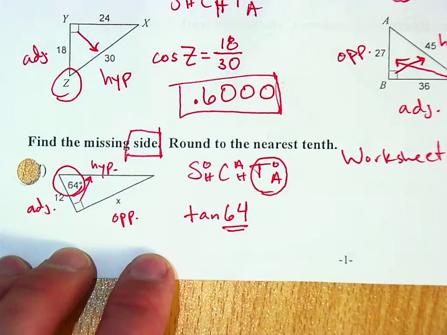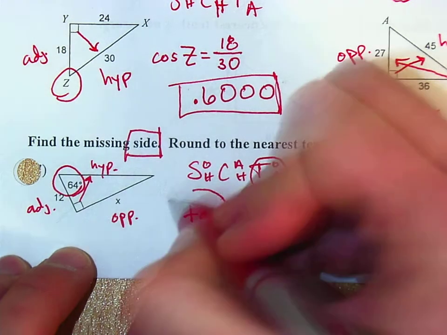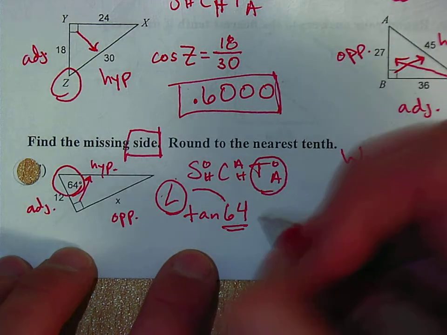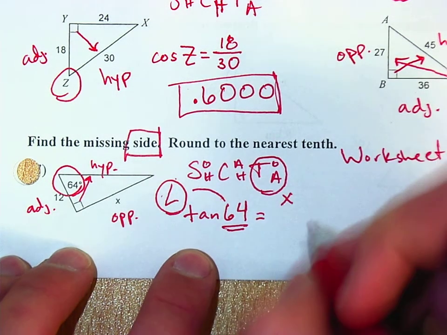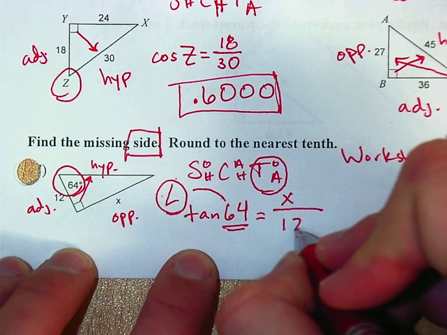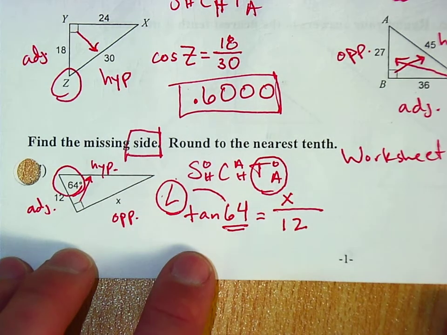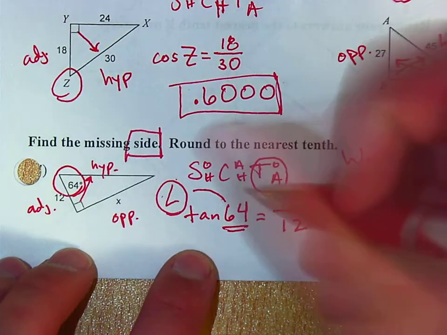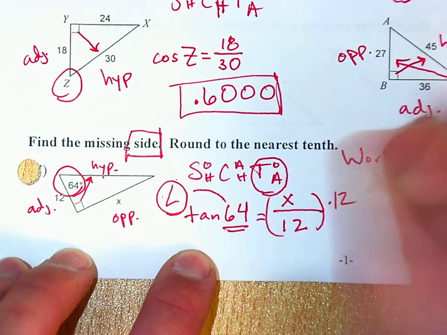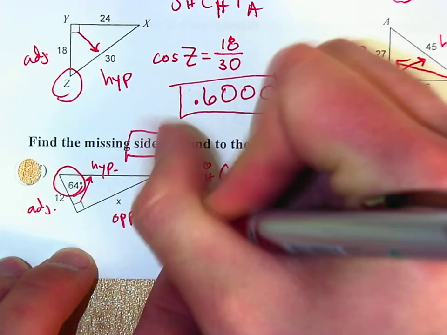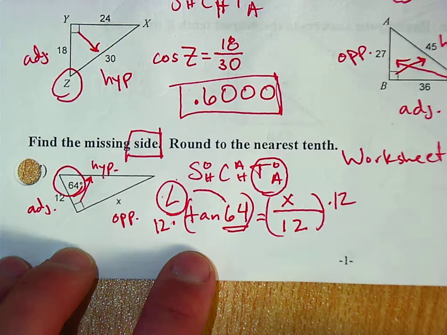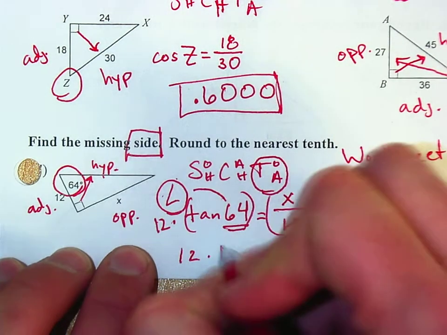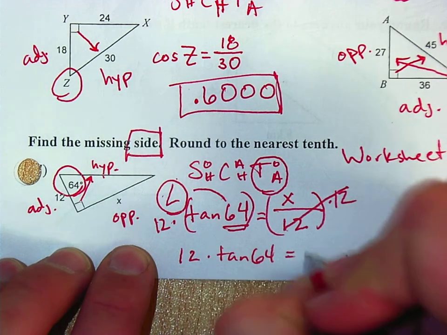Remember, this spot is always our angle. Equals the opposite, or x, over the adjacent, or 12. My next step for solving for a side is just going to times by the denominator. So whatever's down here, I'm just going to times by 12. I'm just going to get rid of that denominator and give us 12 times the tangent of 64 equals x.